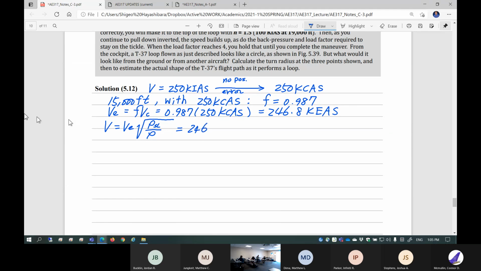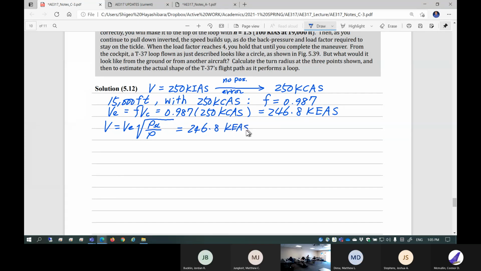246, yeah. Why am I saying 245? 246, yeah, 0.8 KEAS multiplied by the density ratio square root: 0.002377 over 0.001496. This is, by the way, standard density at 15,000 feet, assuming today is a standard day. This is a ratio, so I just omit the units. So this is going to be 310 KTAS, knots true airspeed.